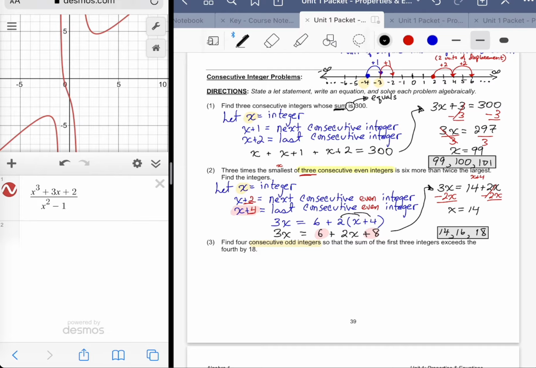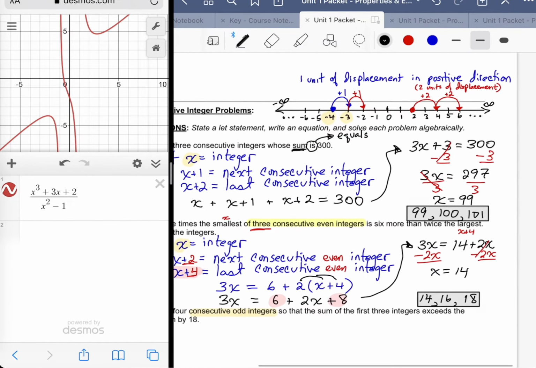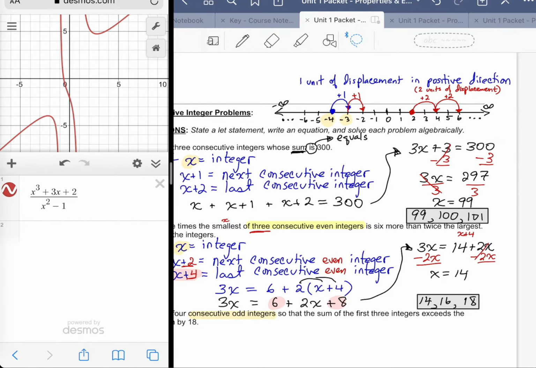I'm gonna draw the number line again, and by draw it I mean I'm just gonna copy and paste it, and then erase some stuff that I don't need.